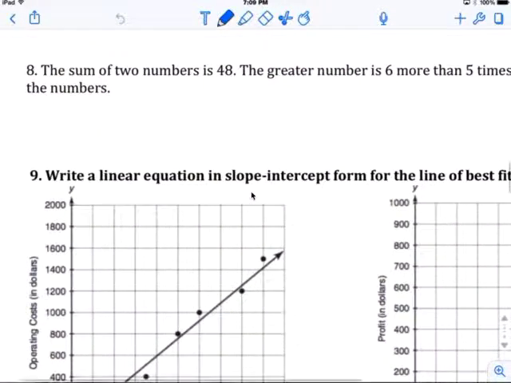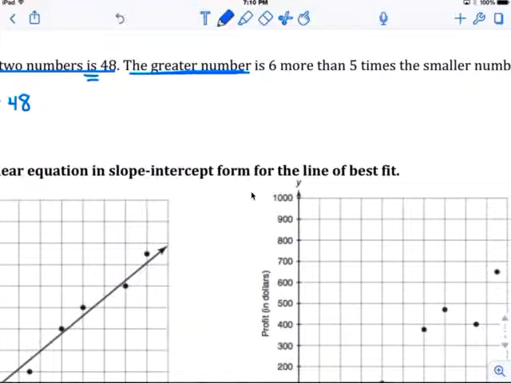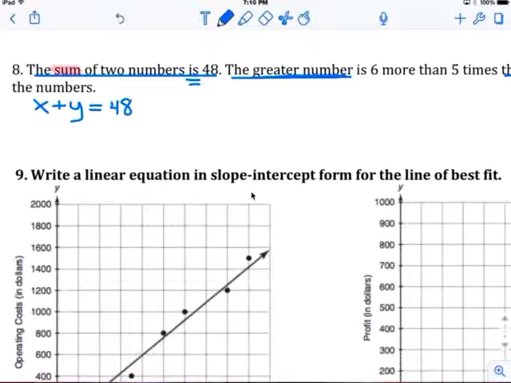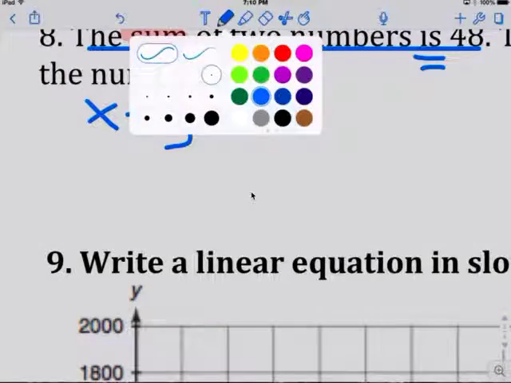The sum of two numbers. So writing the problem, the sum of two numbers is x plus y, equal to 48. The greater number is 6 more than 5 times the smaller number. Because they're using the bigger number and the smaller number, you have to look at this and say which one is the greater number.